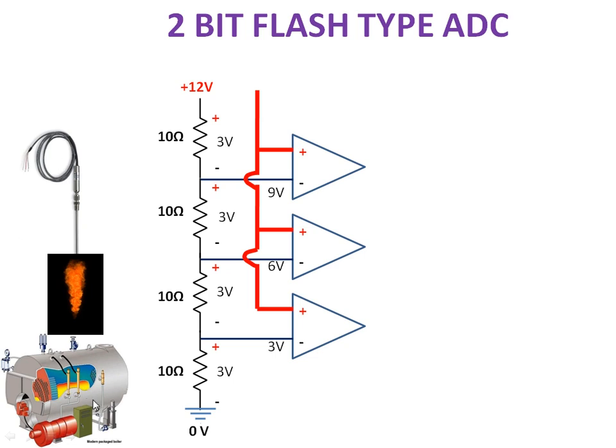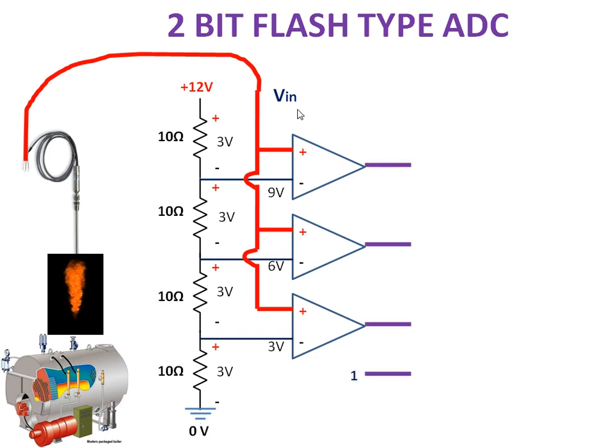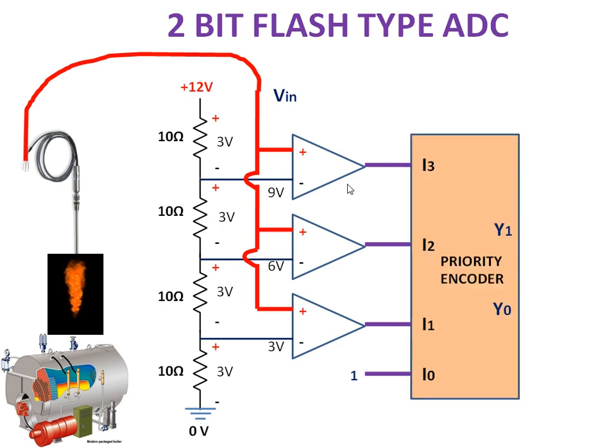And I hope you know the setup very well. It is a boiler and temperature sensor, generally an RTD. The output of the RTD will be an analog value. This RTD is connected to the positive terminal of all the comparators. So this is your input analog value. This analog value has to be converted into the equivalent digital value. The output of the comparators is given to a priority encoder, and the priority encoder takes 4 inputs and converts them into 2 outputs, Y0 and Y1.